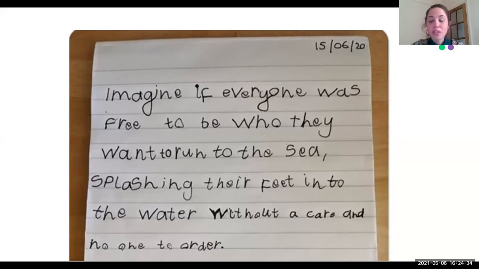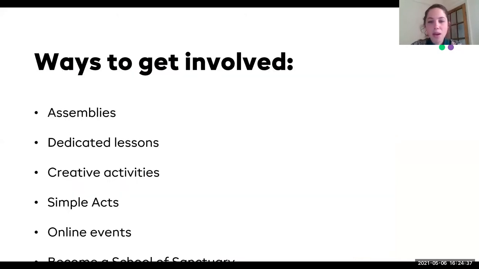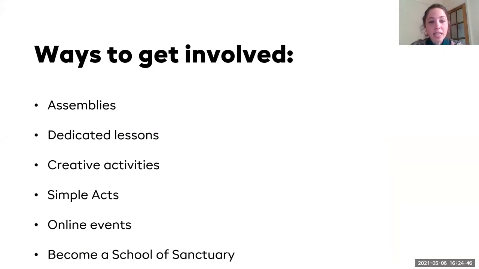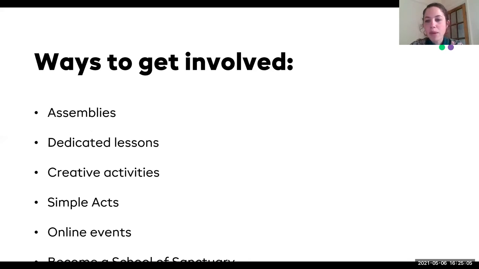Schools can get involved in Refugee Week in all sorts of ways, and we're going to be hearing more ideas and inspiration and resources throughout this session. So that might look like holding a dedicated assembly or a lesson, taking part in creative activities, our simple acts, which I'll speak about in a moment. There are various online events and activities that are aimed at children and young people. And then moving beyond Refugee Week, exploring becoming a school of sanctuary, embedding welcome in your school all year round.